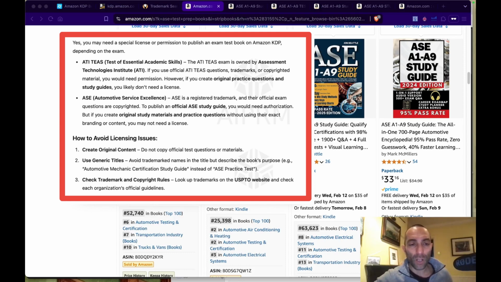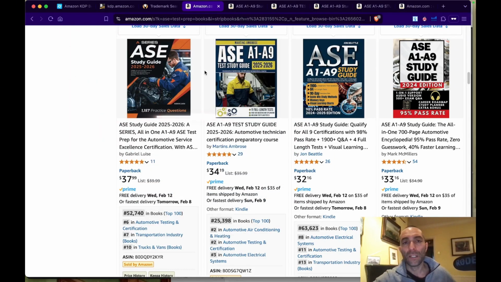Now here it gives you also a couple of suggestions. Do not copy official test questions or material, which is something that you definitely don't want to do. And the other one, use generic titles. Avoid trademark names in a title, but describe the book purpose, like Automotive Mechanics Certification Study Guide instead of ASE Practice Test. So this is what we were talking about, guys.